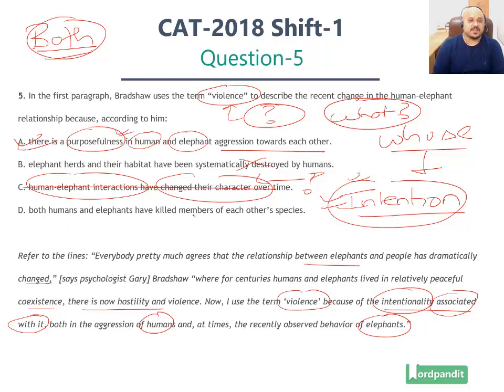Option D: both humans and elephants have killed members of each other's species. We don't know this fact. This has not been mentioned, outside the scope of the passage. B, C and D are ruled out. Option number A is the correct answer.